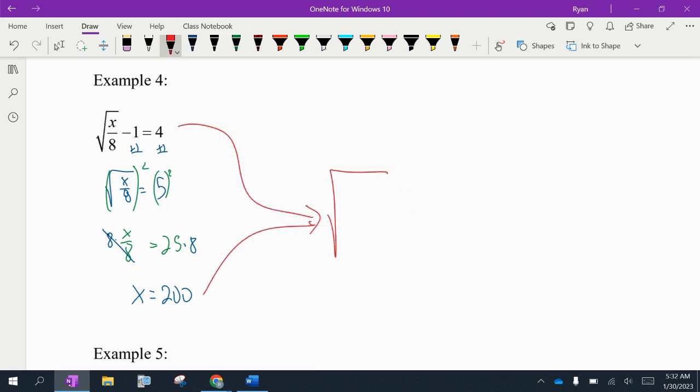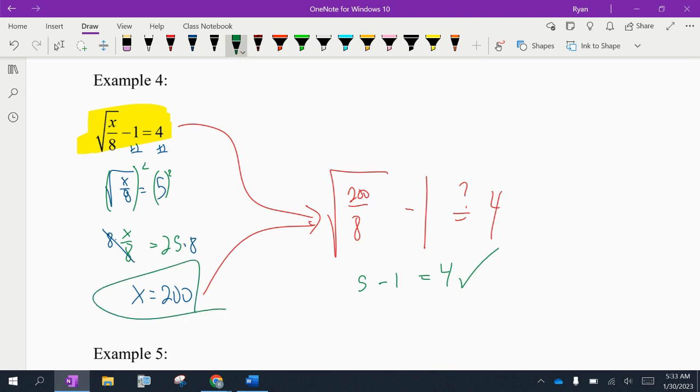Here's the check. Square root of x, I think that's 200, divided by 8. Again, I'm taking this original equation. So square root of 200 over 8 minus 1, does that equal 4? Well, 25 times 8 was 200, so 200 divided by 8 must be 25. The square root of 25 is 5. Minus this 1, does that equal 4? Yes, it does. So x equals 200 is the correct answer.